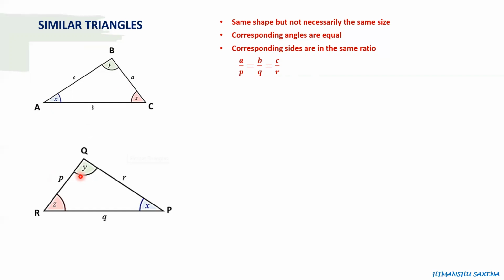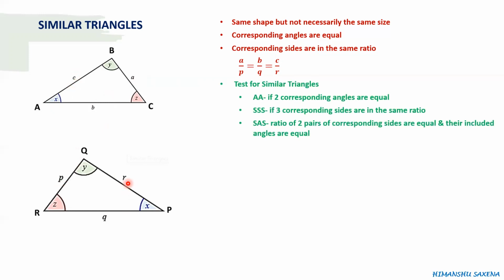So this is very important that you should know what are corresponding sides, because similar triangles or congruent triangles, they are all about corresponding sides and corresponding angles. If you don't understand it well, then you will not be able to figure out which triangles are congruent or which triangles are similar. Now here we have determined which are the corresponding sides, so they will be in the same ratio. So A divided by P would be equal to B divided by Q would be equal to C divided by R.